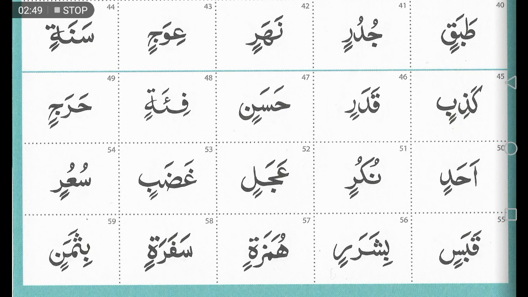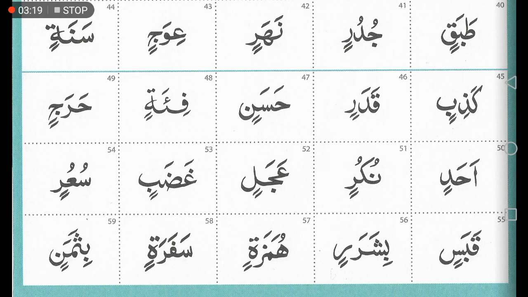And the last 3 lines, starting from box number 45, I'll read these without the separate sounds, okay? So the full word together. Kadhibin, qadarin, hasanin, fi'atin, harajin, ahadin, nukurin, ajalin, ghadabin, su'urin, qabasin, bishararin, humazatin, safaratin, bithamanin.